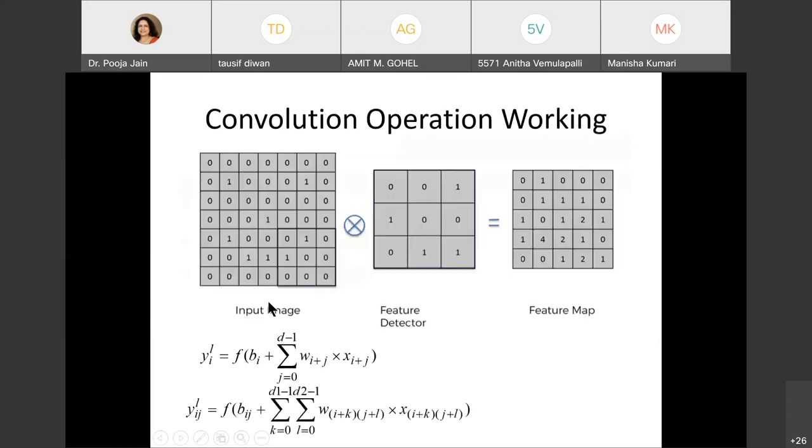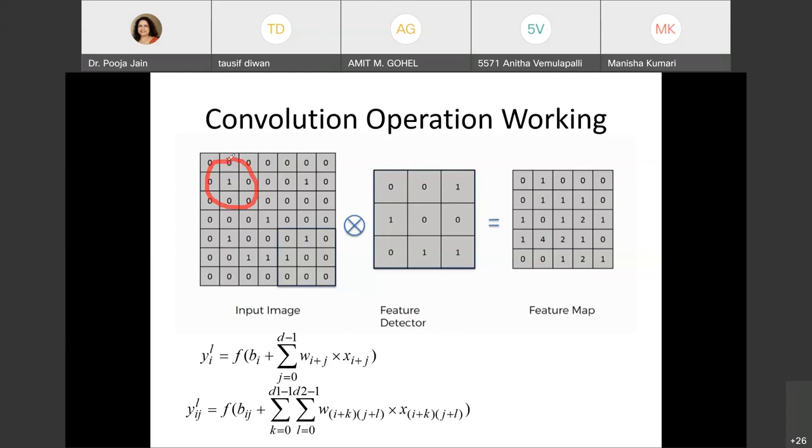Let's look at this now. See here, this input is given to us. The size of input is 7x7. It is a grayscale input. On the output, it is 3x3. Now this 3x3 filter is applied on this region. See here. This 3x3 filter is applied on this region.